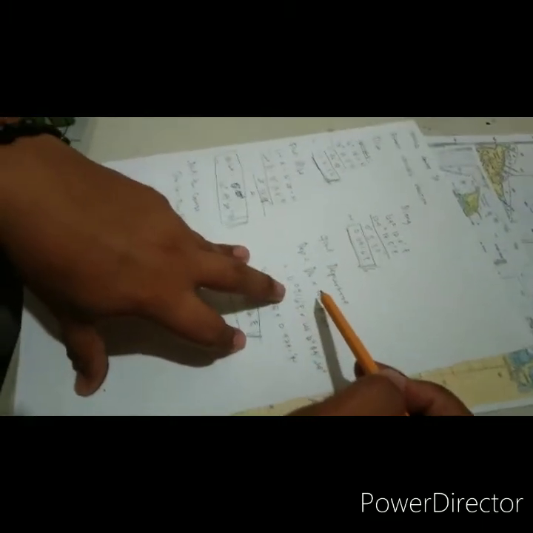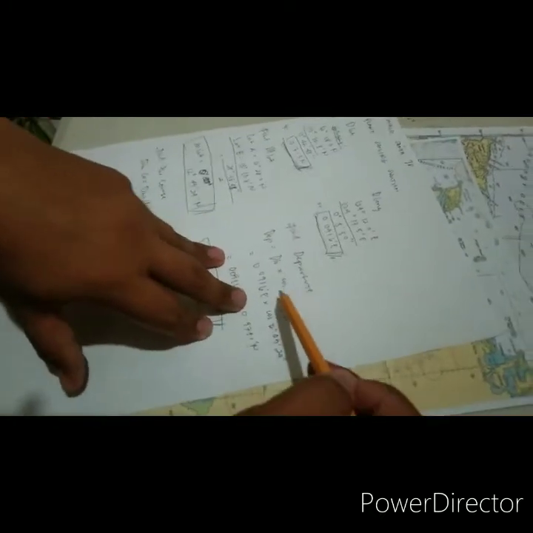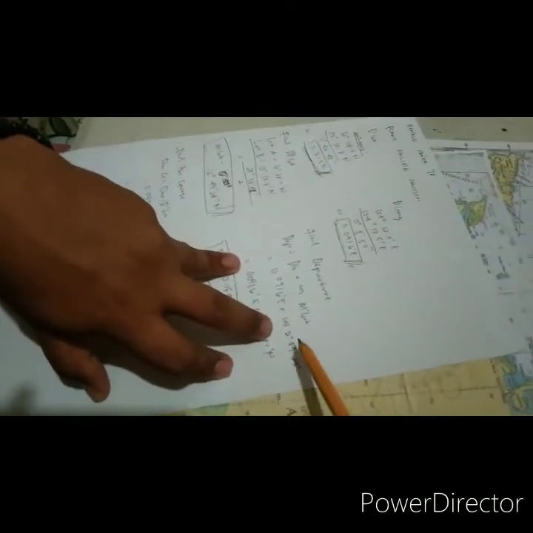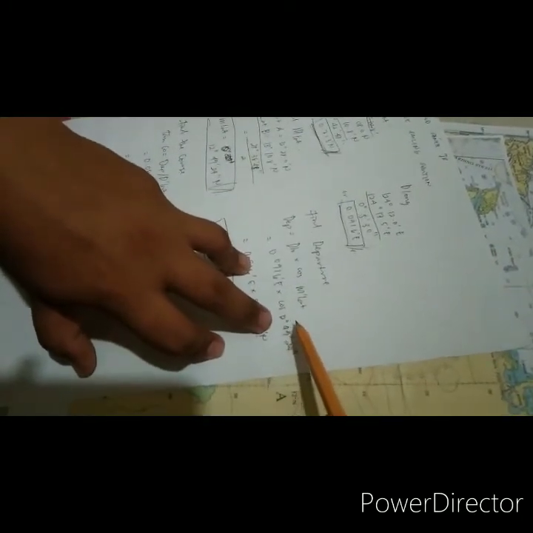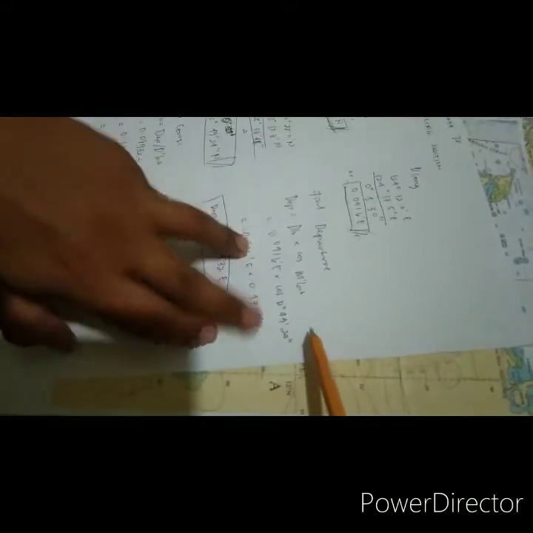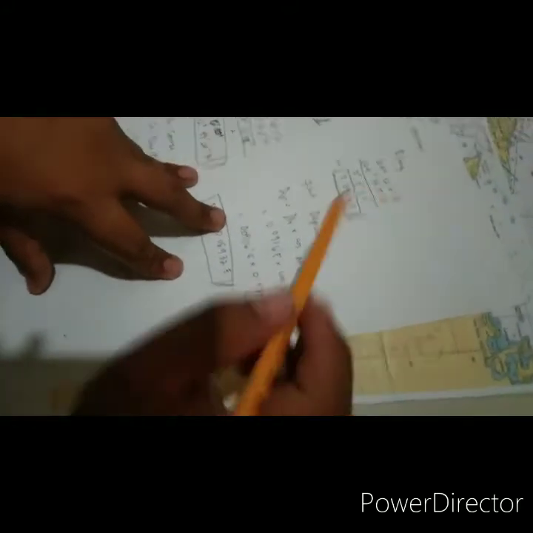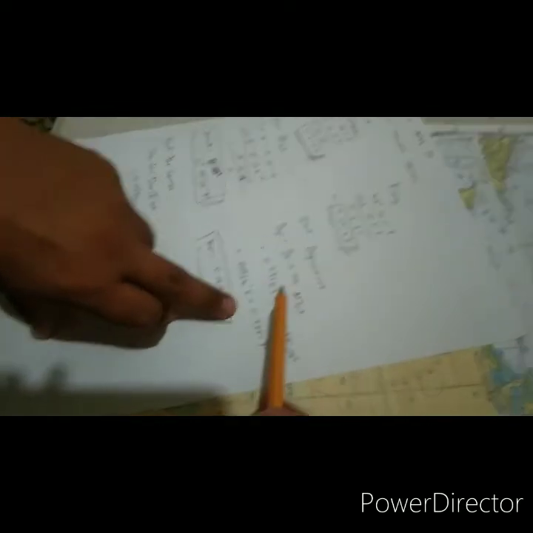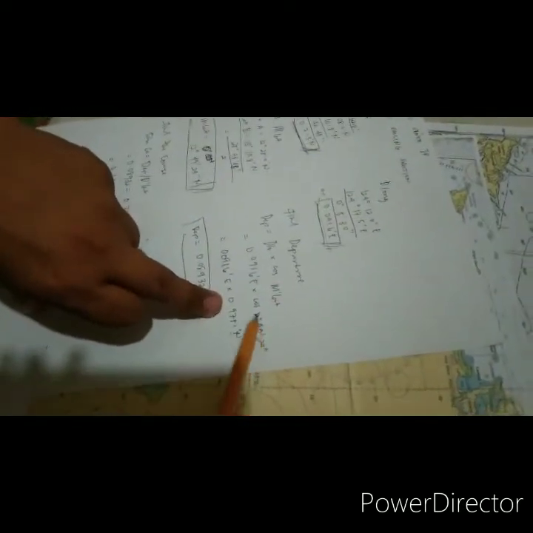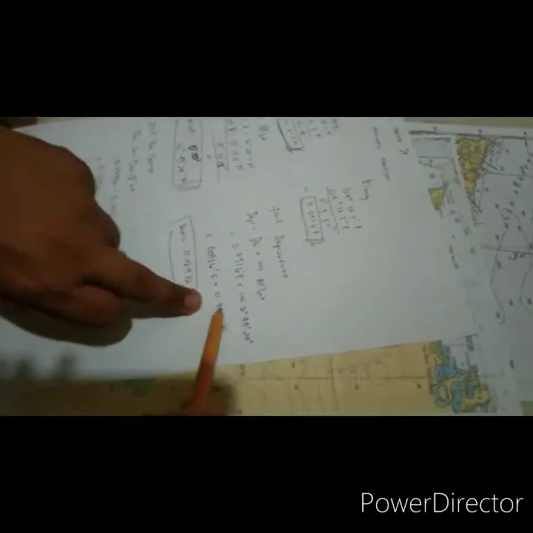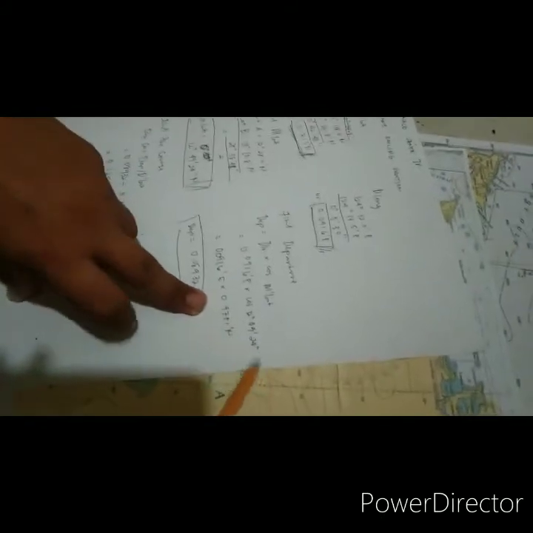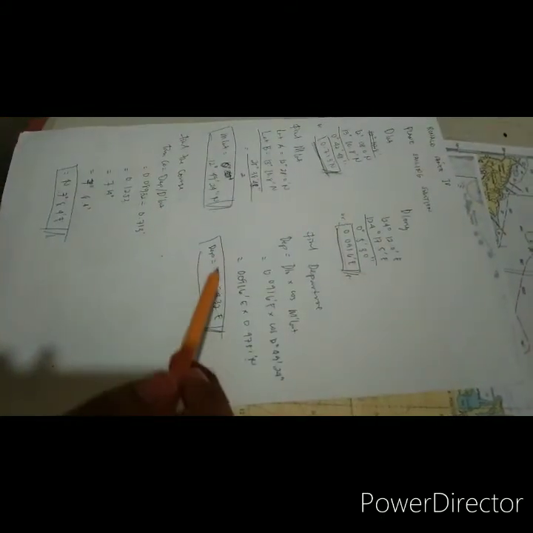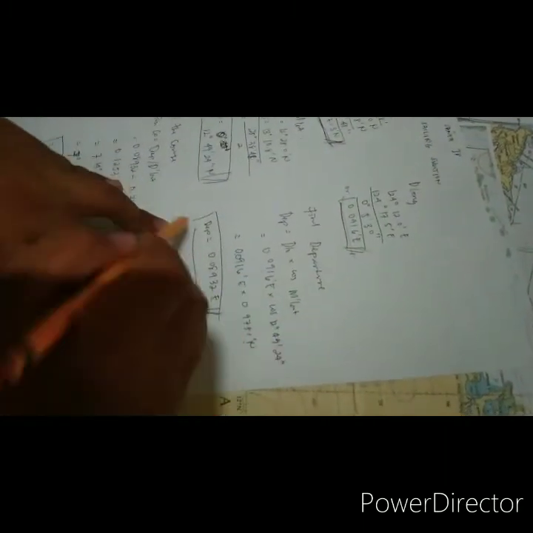Departure is equal to D long times cos MLAT. So the D long is 0.0916 minutes times cos MLAT, which is the cosine of 12 degrees 49 minutes 24 seconds, equal to 0.9751. So our departure is 0.08932 east.